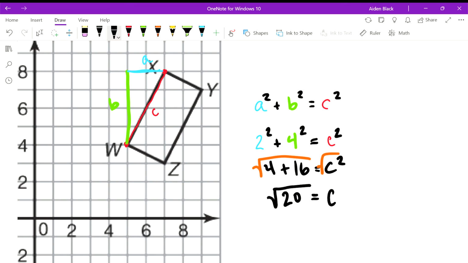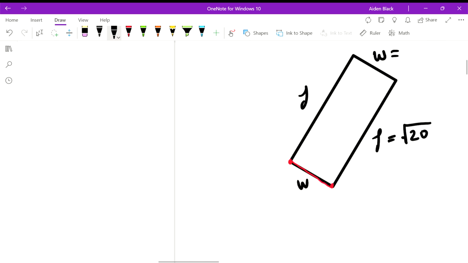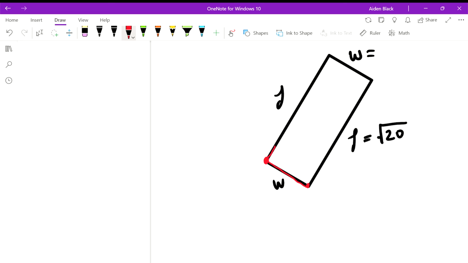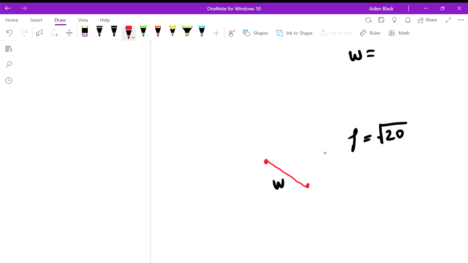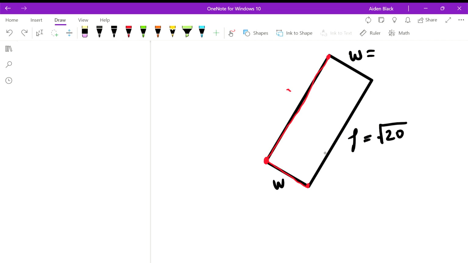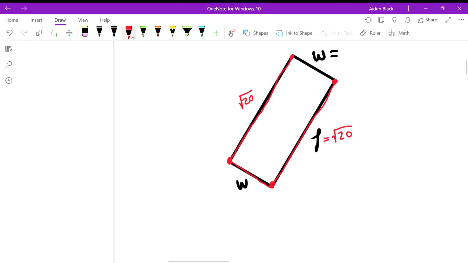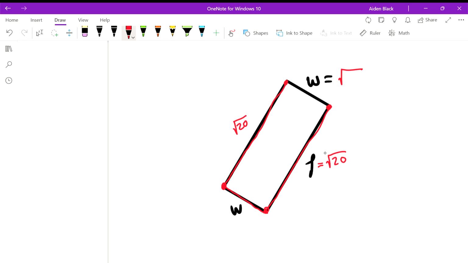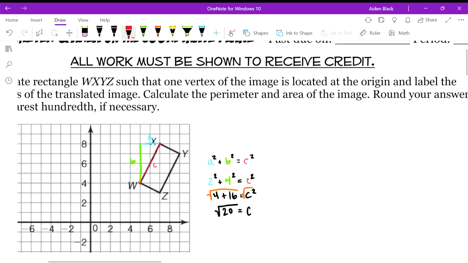So since WX we found equals the square root of 20, we know that the other side also equals the square root of 20 since it's a rectangle. And now you're prepared to find the perimeter and area. Now, let's move to this next question.